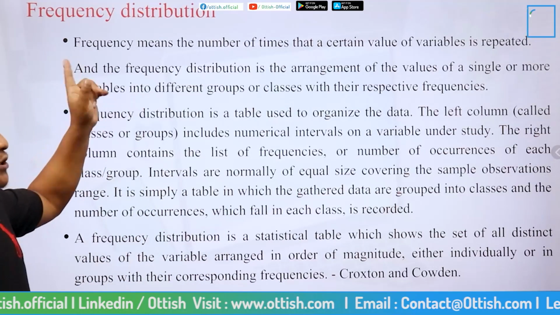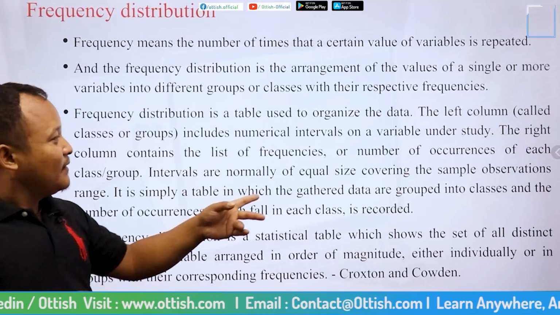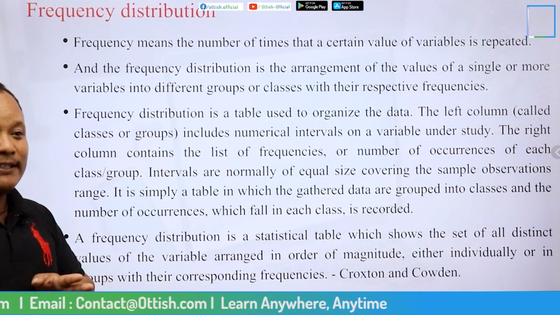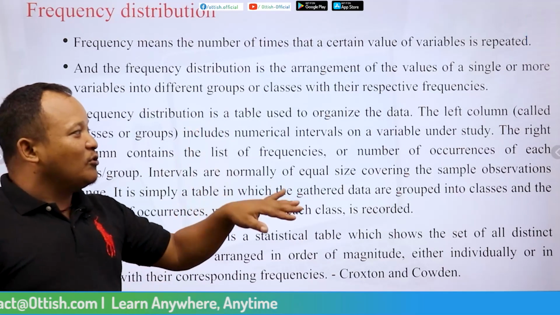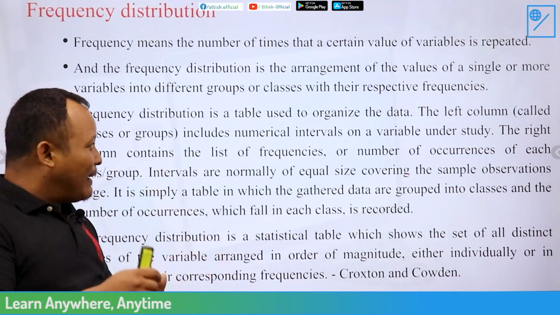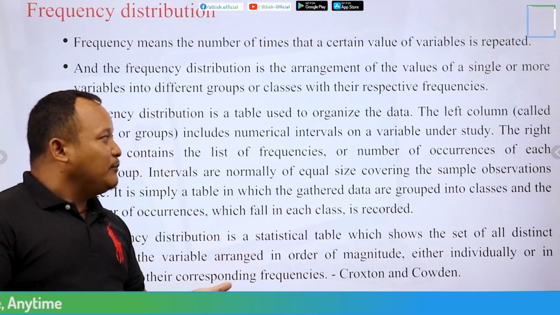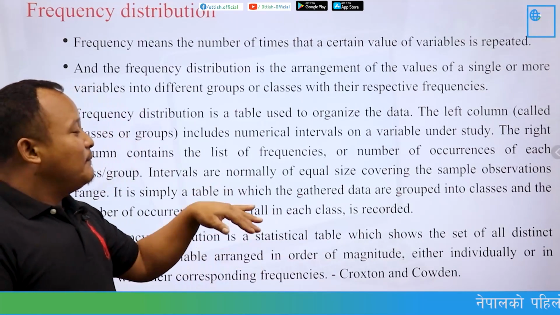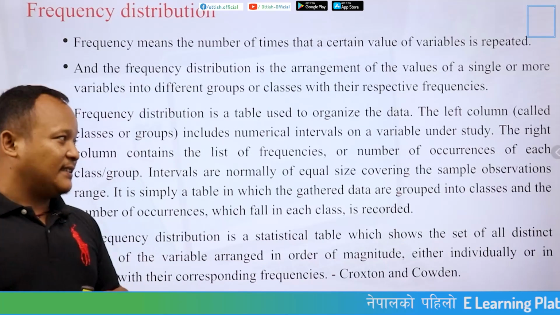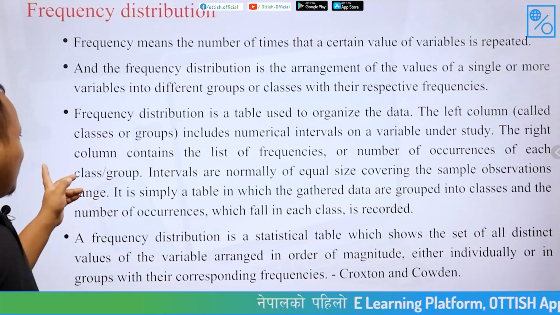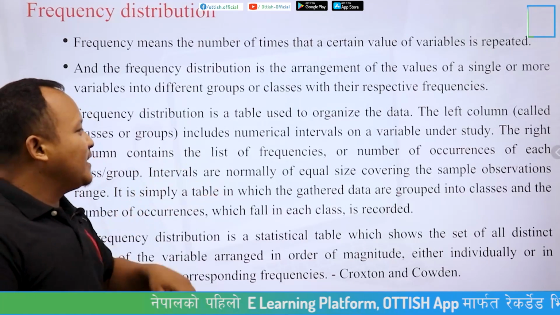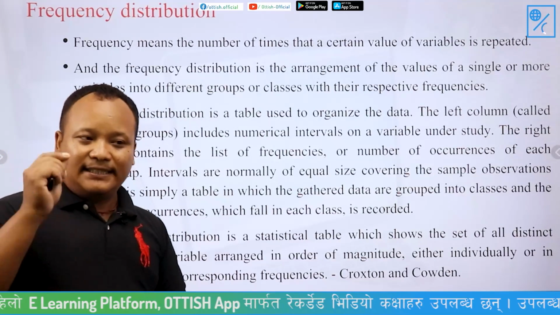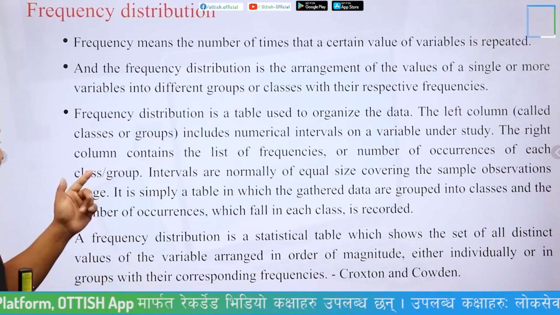The purpose of a frequency distribution is to present quantitative variables. There are two columns: the left column contains the values of the variable, and the other contains their respective frequencies. The left column is called the class, groups, or values of the variable, which include the different numerical values, numerical intervals, limits, or range of the variable under study. The other column contains the list of frequencies, the repetitions, or occurrences of each class, each number, each group, or each limit.